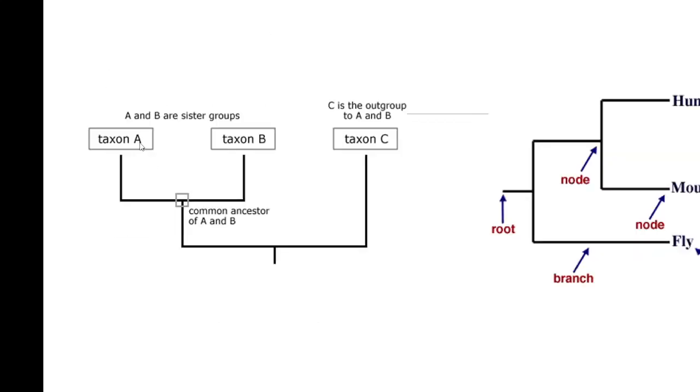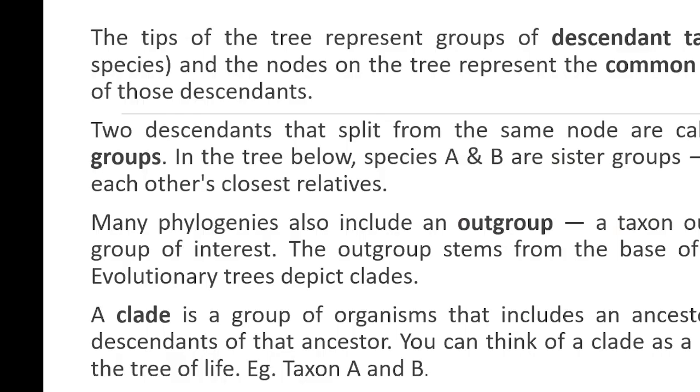For the taxon species A and species B, or taxon A and taxon B, they used to have a common ancestor, and that ancestor is represented here. So the common ancestor of A and B. Here also we can find a node that will be the common ancestor of A, B and C. So that is the idea that we are getting from an evolutionary tree. An evolutionary tree will show tips, representing species evolved, and nodes, showing their common ancestor.